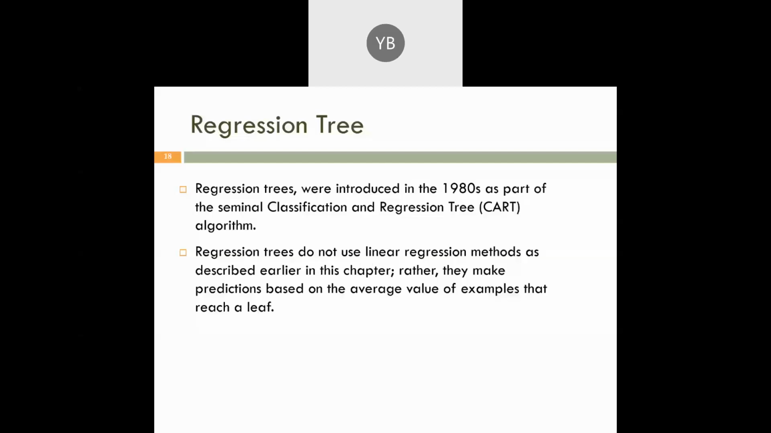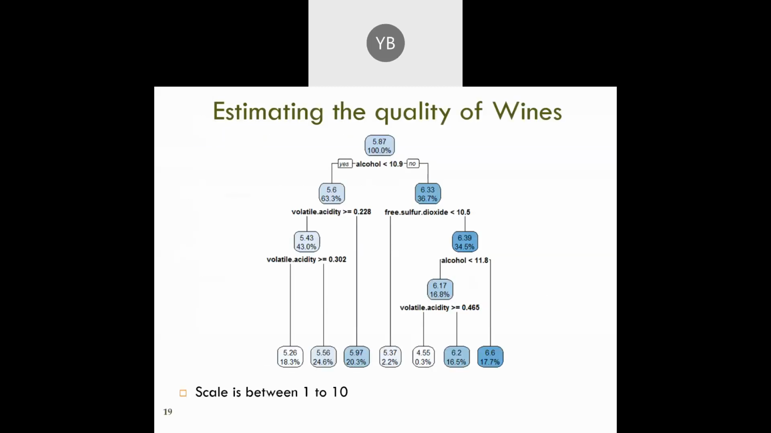So if we move on to the next one, the next one is regression tree. This is a bit different from linear regression and also logistic regression. It is used to look at the numerical value as the dependent variable. So this regression tree does not use the linear regression method. Rather, they make predictions based on the average value of the examples. So we are looking at this one, average value.